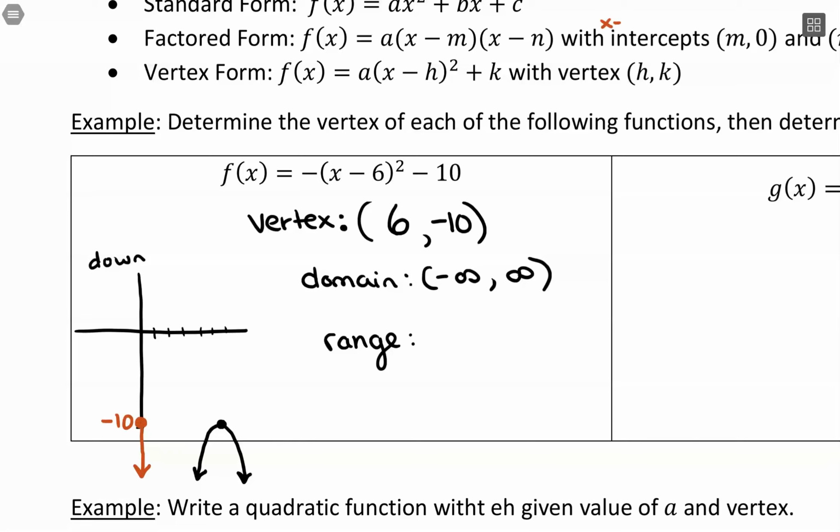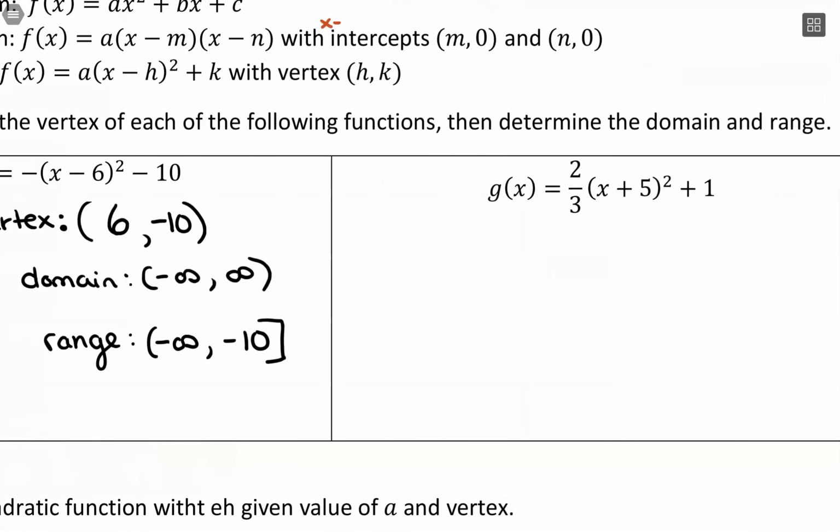So the range is going to use your vertex, and either it'll treat it as a maximum or it will treat it as a minimum. It just depends on the direction of your graph. Because it's going downward, that negative 10 is our maximum y value. So we can have everything from negative infinity up to and including the negative 10. So with domain and range with these, just think of a sketch, or you can think of that idea of minimum, maximum, and that'll define your range.